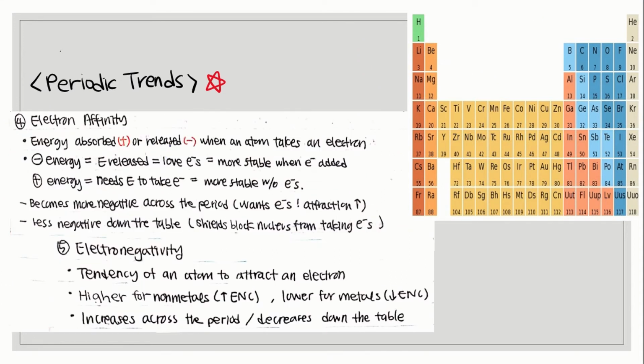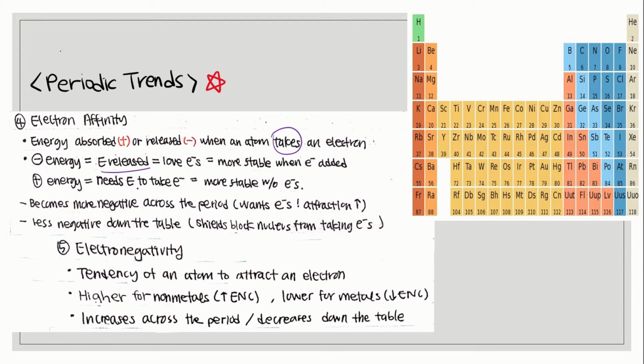Next is the electron affinity, and it is the energy absorbed or released when an atom takes an electron. So negative energy means energy is released, and it means that the atom loves electrons, and it's more stable when an electron is added. Positive energy means it needs energy to take electrons, so it's more stable for an atom to not have that electron. This makes sense because positive energy means the energy had to be absorbed for that atom to take in that electron, but negative energy means energy is released instead, so that atom even favored gaining electrons.